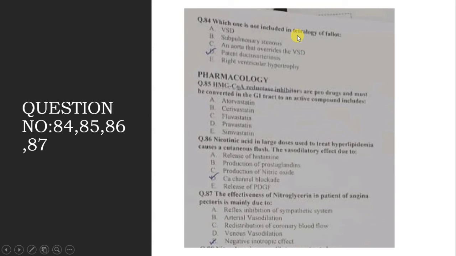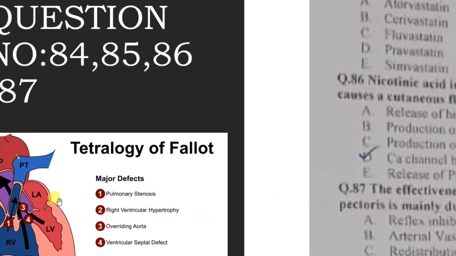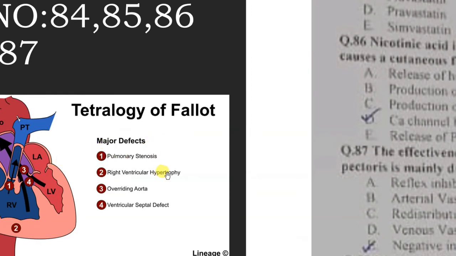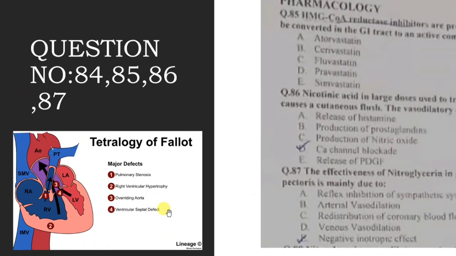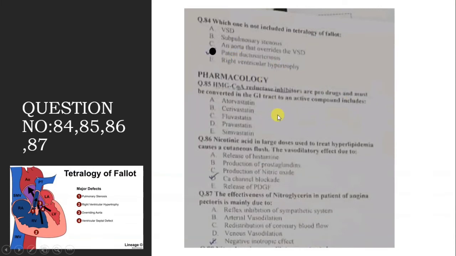Which one of them is not actually included in tetralogy of Fallot? VSD, subpulmonary stenosis, and aorta that overrides the VSD, patent ductus arteriosus, right ventricular hypertrophy. So when we look at tetralogy of Fallot, there is no patent ductus arteriosus in the complication of tetralogy of Fallot. I have a picture which is the same. These are the four major defects in TOF, which include pulmonary stenosis, right ventricular hypertrophy, overriding of aorta, ventricular septal defect, but there is no patent ductus arteriosus.